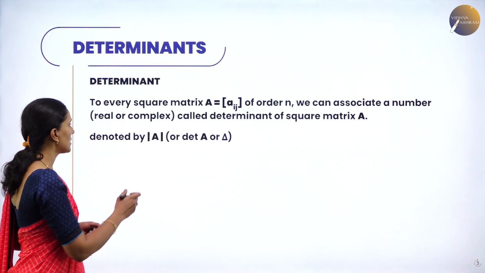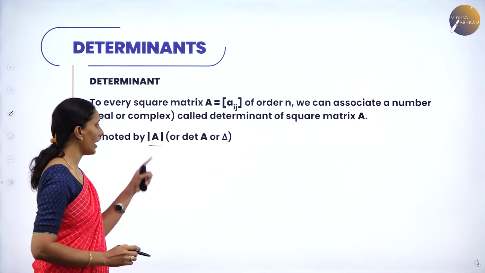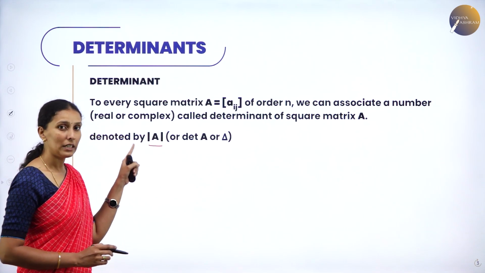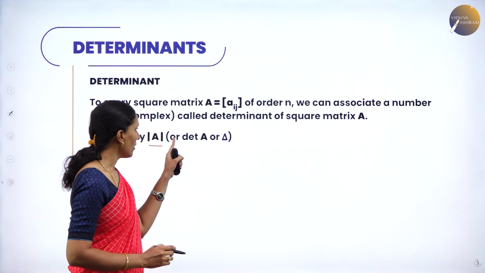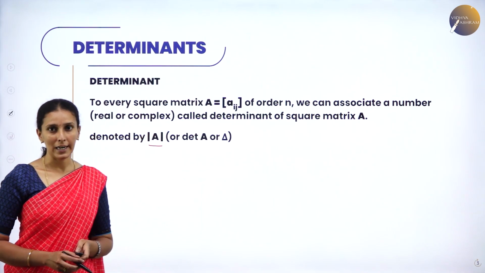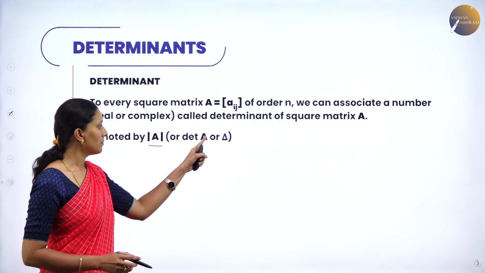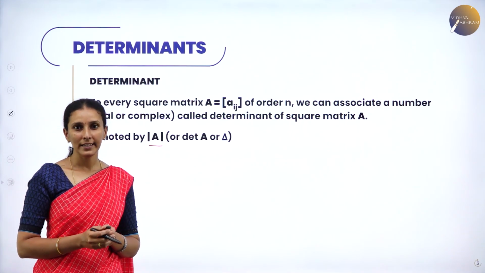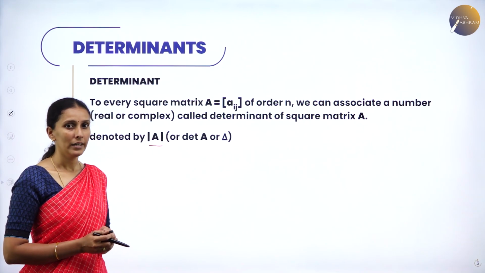So here it is denoted by determinant A in this form. This is not modulus A here, it is called the determinant of matrix A, or it is denoted by det A or by the symbol delta. So all these symbols are used to denote the determinant of A. Now let's see what is actual determinant.